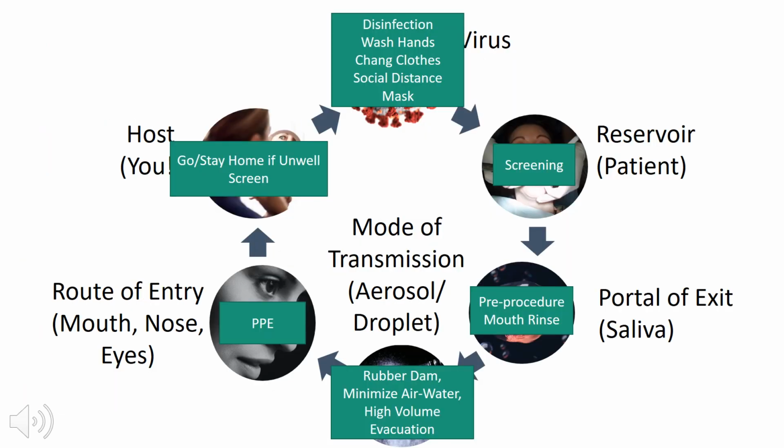If you do start to feel unwell, it's important for you to go home or stay home and not come into work. In addition, it's important for you to continue self-screening by asking yourself the COVID screening questions and monitoring your own temperature. Finally, on the chain of infection is the use of disinfection, washing hands, changing clothes, socially distancing, and wearing masks.